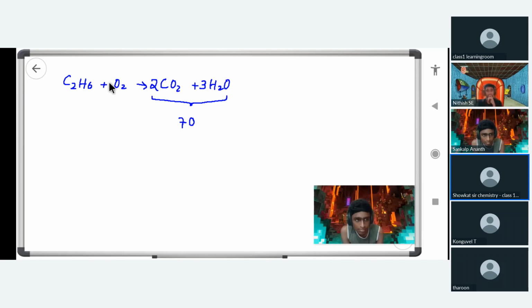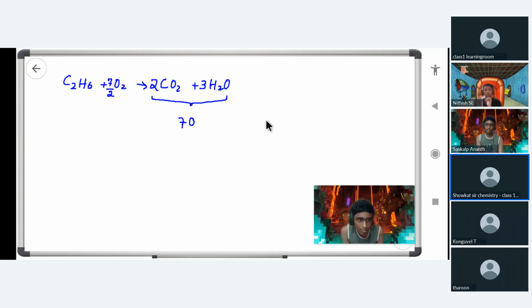So now if I multiply it by 3, 3 twos are 6, so that means it is not becoming 7. If I multiply it by 4, 4 twos are 8, so it is still not becoming 7. So what I will do, I will just multiply it by 7. 7 twos are 14, so 14 upon 2, so that is 7. So it is now balanced.